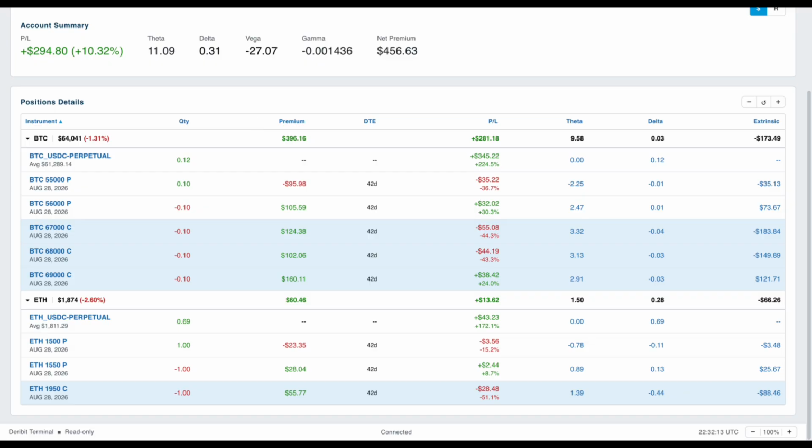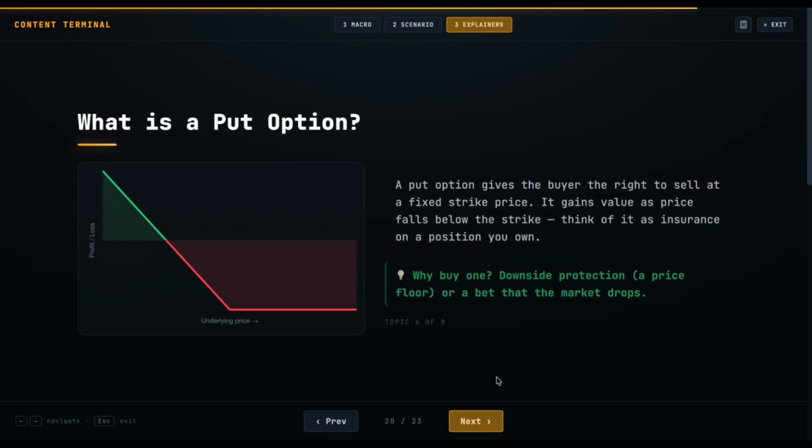Okay, and the next topic here is a put option. So a put option gives the buyer the right to sell at a fixed strike price. It gains value as the price falls below the strike price. So think of it as insurance for a position.